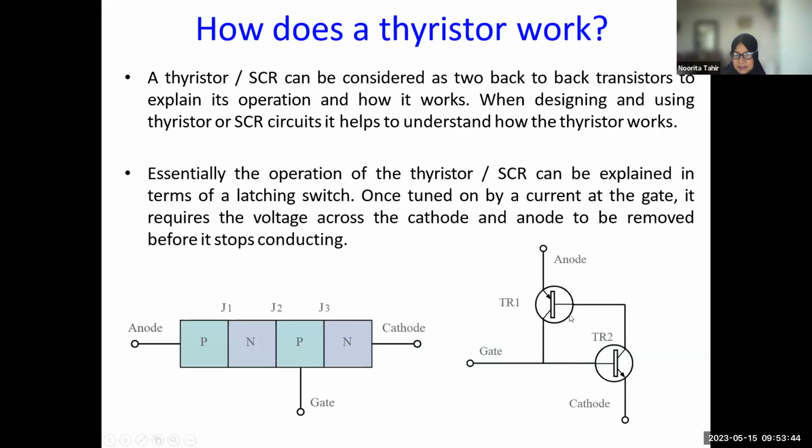So the first transistor is always at the anode. We cannot switch which is transistor 1 and transistor 2. Transistor 1 is always the one near the anode. Remember, J1 is the one near the anode as well. So the thyristor circuit can be considered as two back-to-back transistors.